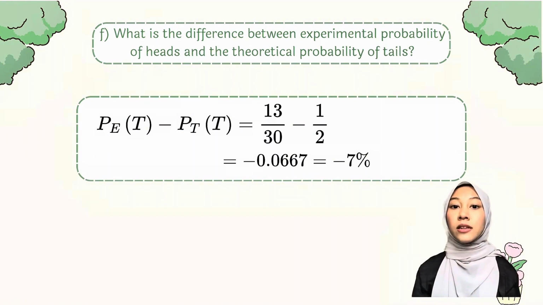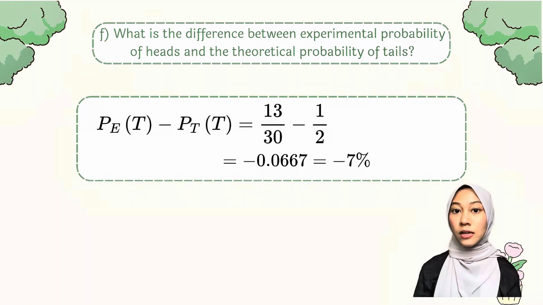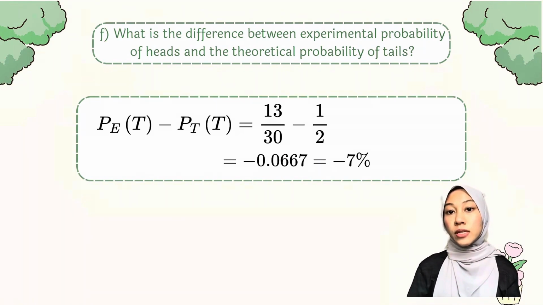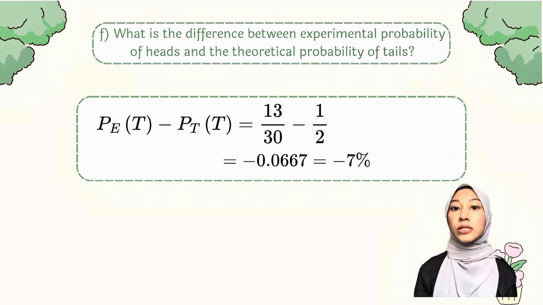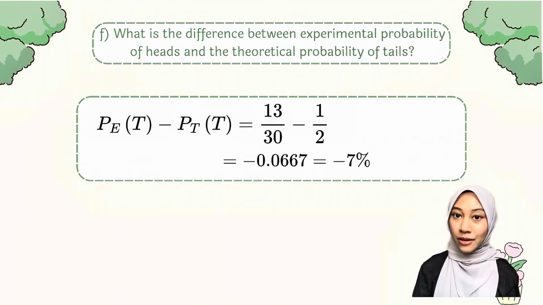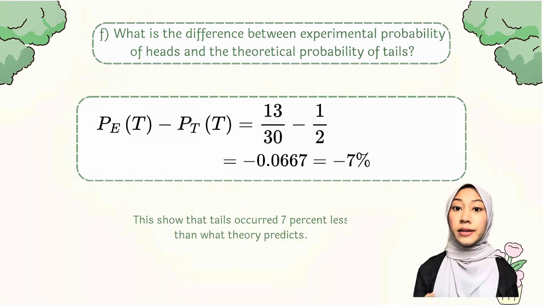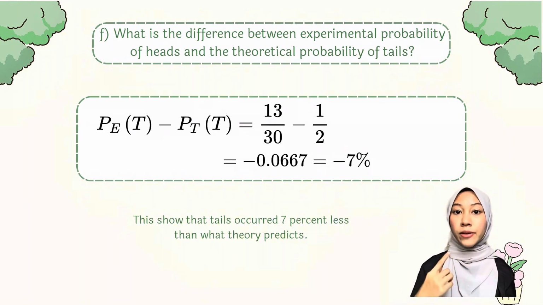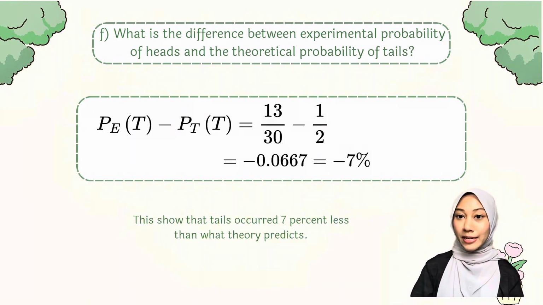For tail, the difference is 13 over 30 minus 1 over 2, and we get negative 0.0667, which is equivalent to negative 7%. This shows that tail occurs 7% less than theory predicts.